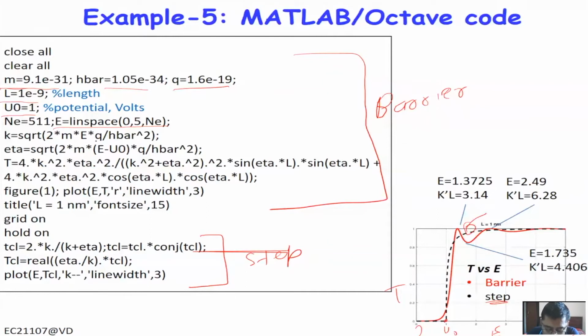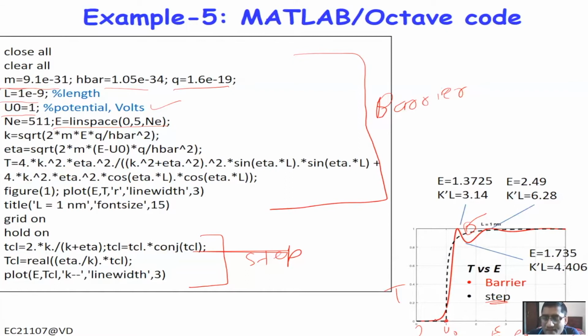Now k I've calculated as root 2mE by h bar square, and eta or k prime as root 2m (E minus U naught) by h bar square. Please remember, you have to multiply this thing by Q, because E is the potential, right? So potential energy will be Q times E. So this is basically this much electron volt. So the energy of the electron is in electron volt, so potential is in electron volt.